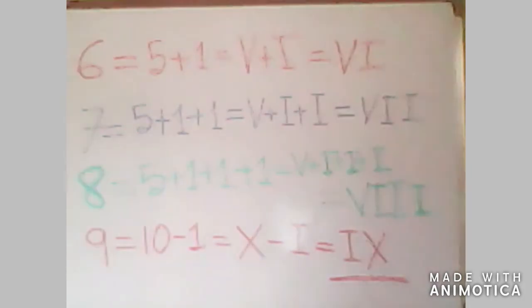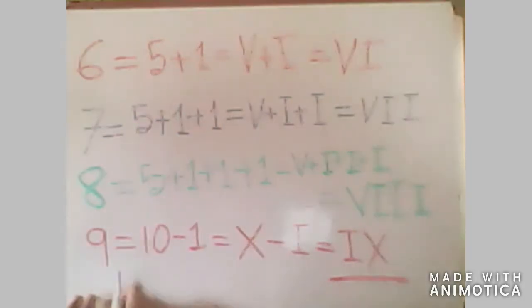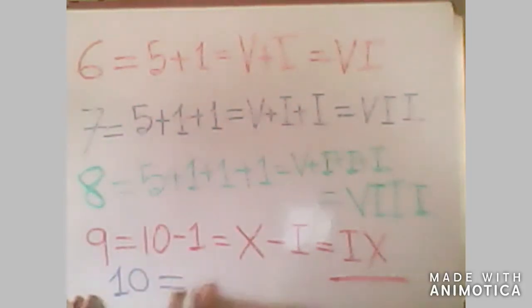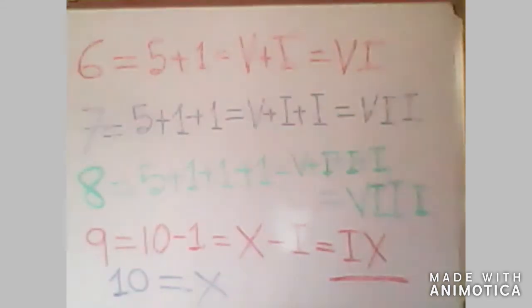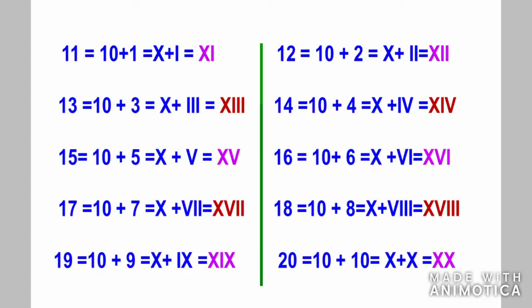And 10, as we already know, has its own numeral, so no problem at all. 10 is equal to X. We do not have to do anything more because 10 has its own numeral. 11 is equal to 10 plus 1, is equal to X plus I, is equal to XI.